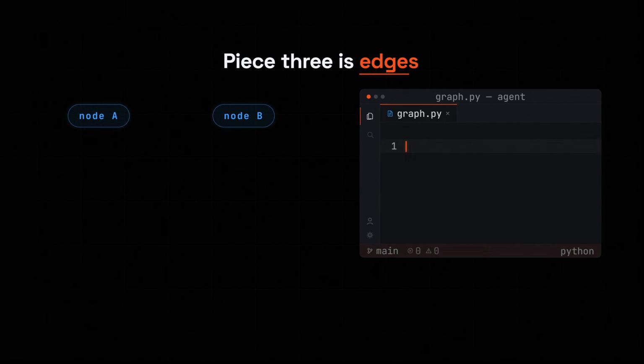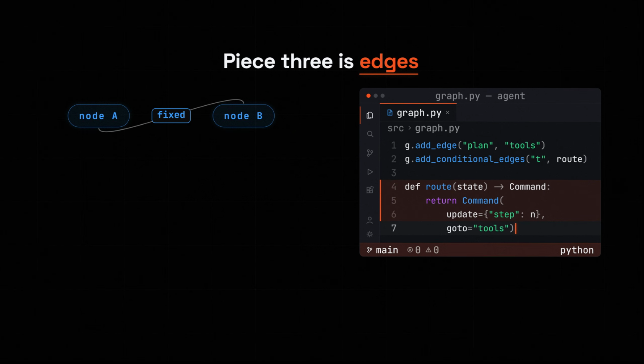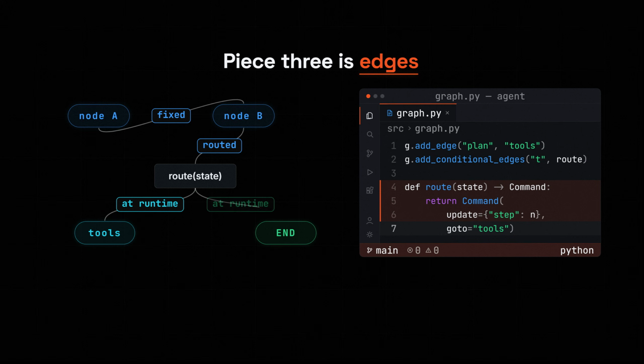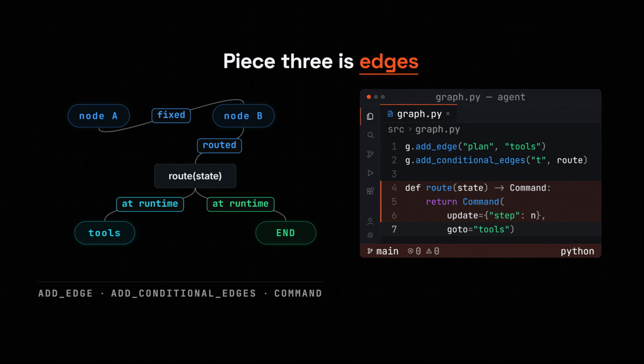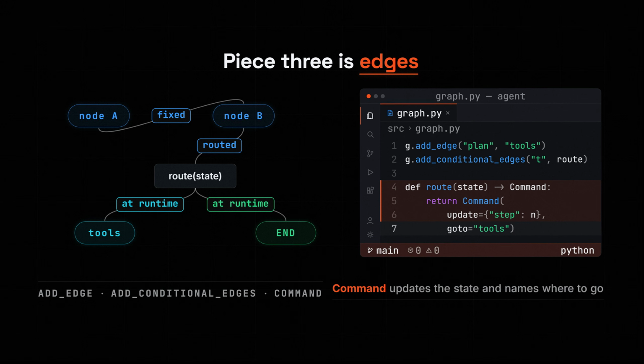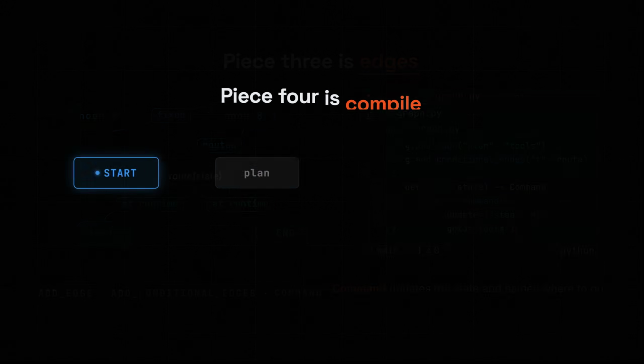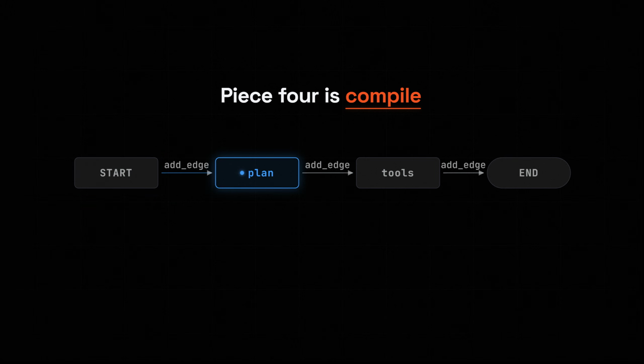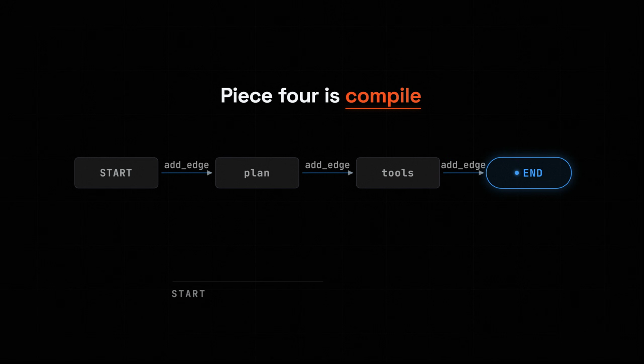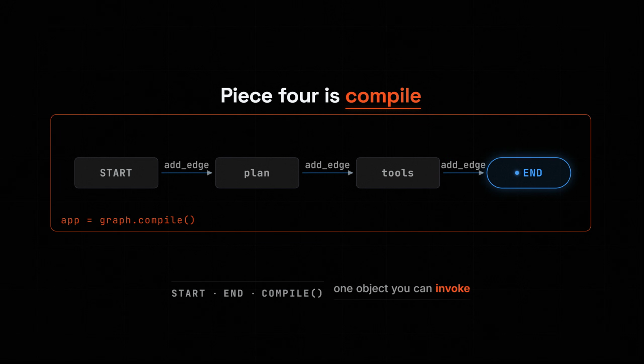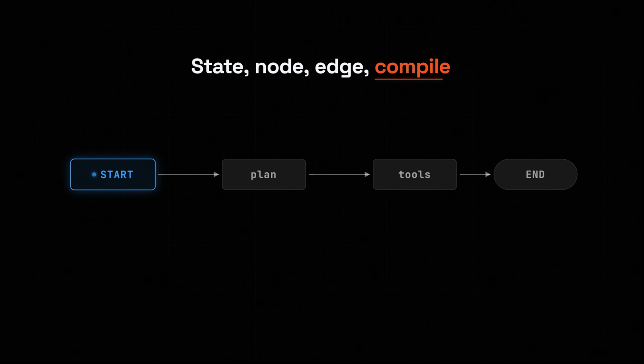Piece 3 is edges. A fixed edge says after node A, run node B. A conditional edge runs a routing function first and lets it pick the next node by name at runtime from whatever the state now holds. There is also a command object that does both at once, update the state and name where to go next in a single return. Piece 4 is compile. You wire the built-in start marker to your first node, end to your last, call compile, and you have an object you can invoke like any other function.